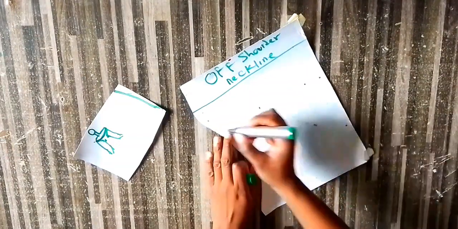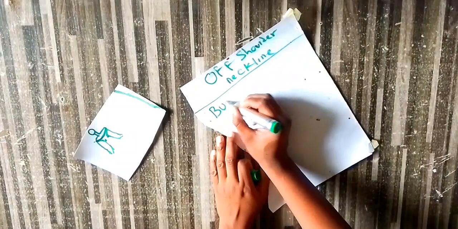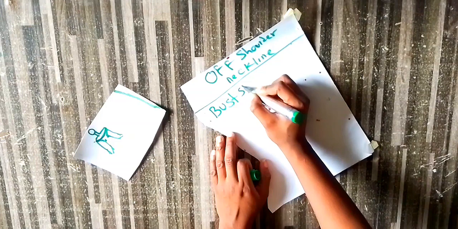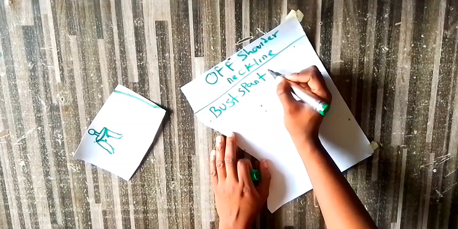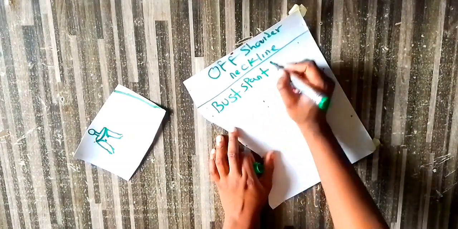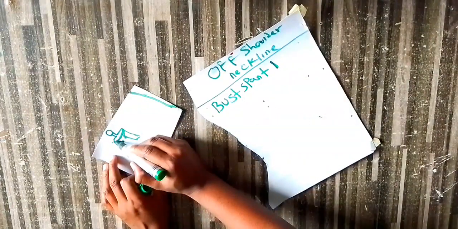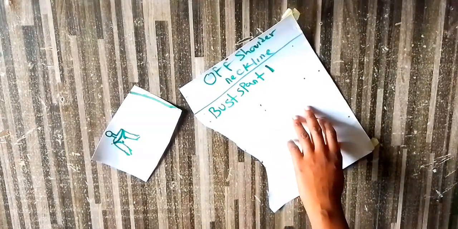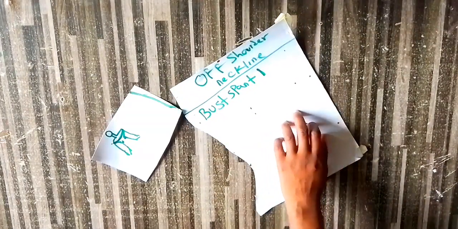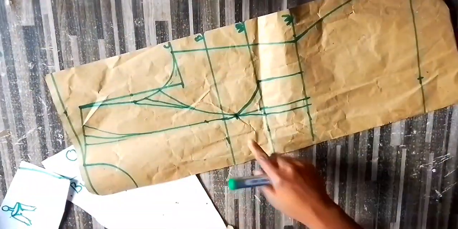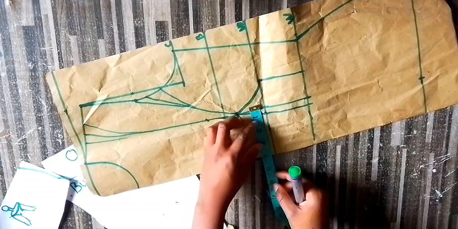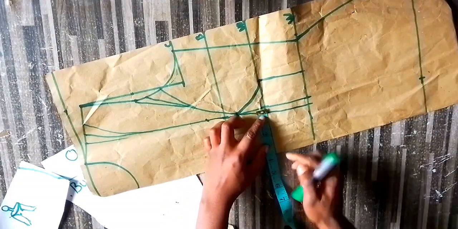So all you need is your bust span plus 1. That's the formula. To get your off shoulder neckline, it is your bust span plus 1. And as you know, my bust span is 3.5 inches, and I showed you how to get it. So just to show you, this is 3.5 inches.